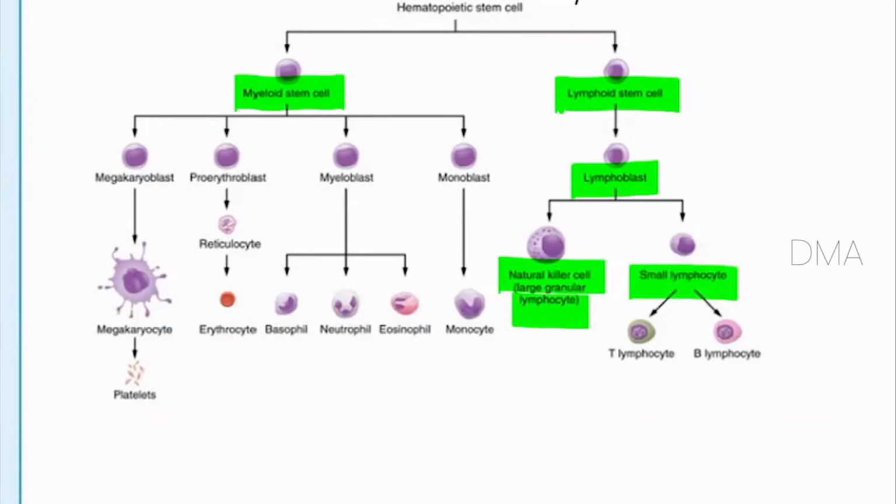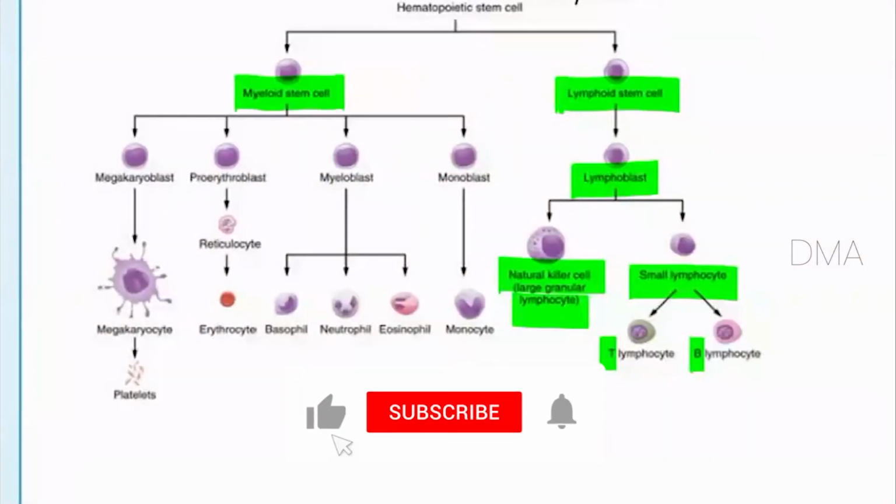This lymphocytes itself has large lymphocytes and the small lymphocytes. Okay, so this lymphocytes is further classified into T lymphocytes and B lymphocytes. We will call it T cells and B cells. Okay, so that is about the lymphoid stem cells.